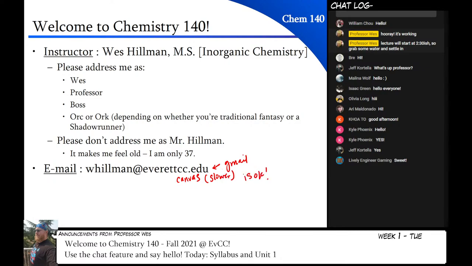But Canvas is a lot slower, particularly at the start of the quarter. Like today, if you try and send me a message through Canvas, it might take 5 to 10 minutes for it to send because Canvas is just overwhelmed by every other instructor doing something. Gmail pretty much sends stuff almost immediately.